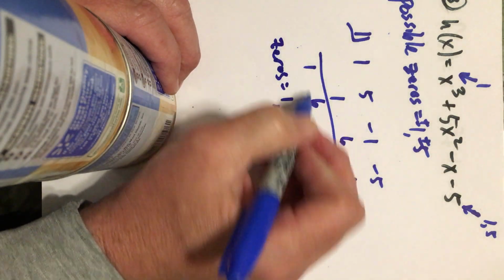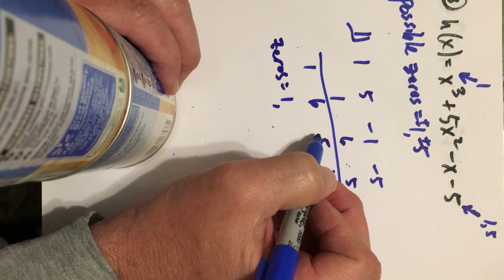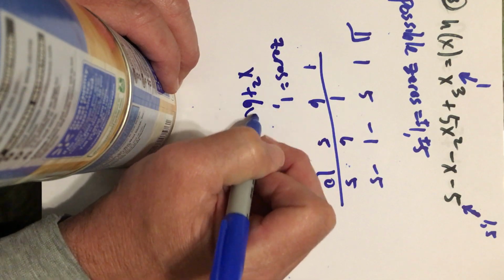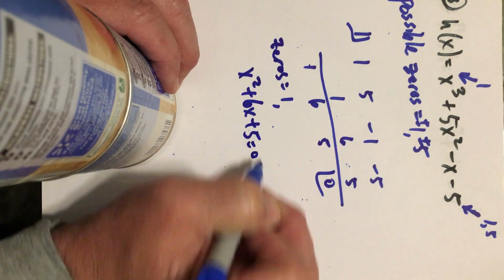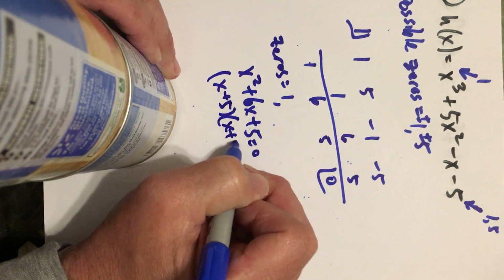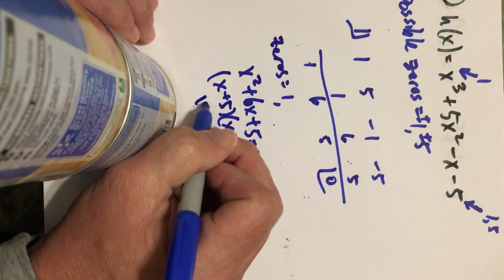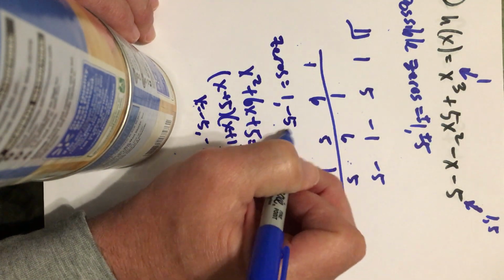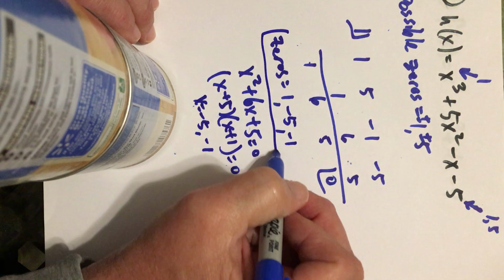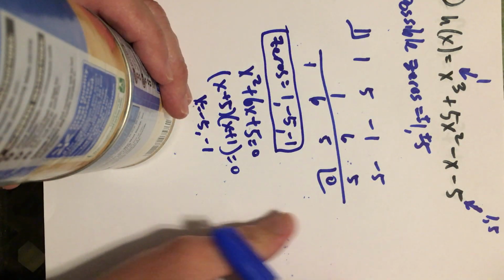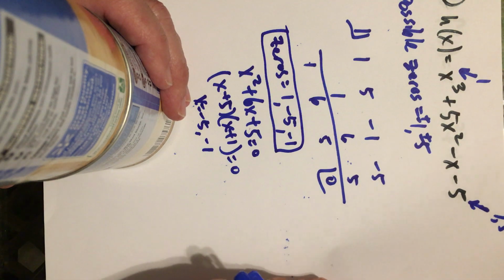To find the others, I'm going to take this number here, this answer. That was x to the third, so now I'm down to x squared plus 6x plus 5. Set it equal to 0 and solve. That factors to be x plus 5 and x plus 1. So your zeros are -5 and -1. In addition to the one that you just found doing synthetic division, those are your 3 zeros. Okay?